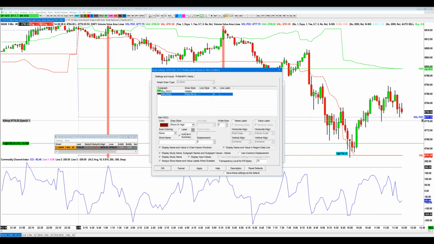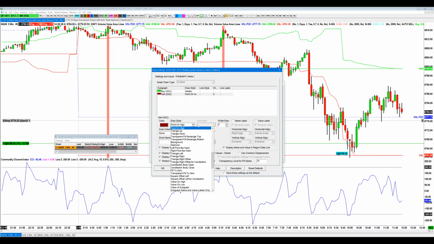The other thing that's kind of counterintuitive that I will ask to be changed is that the draw style for a sell order is actually by default a point on the low, which would be like right here. I like to have the point on the high when I'm talking about a sell signal. So if you want it to be the same way, you have to change the draw style to point on high instead of point on low.